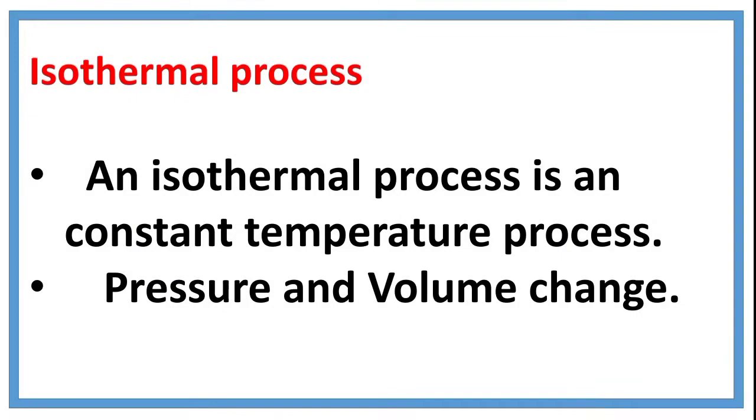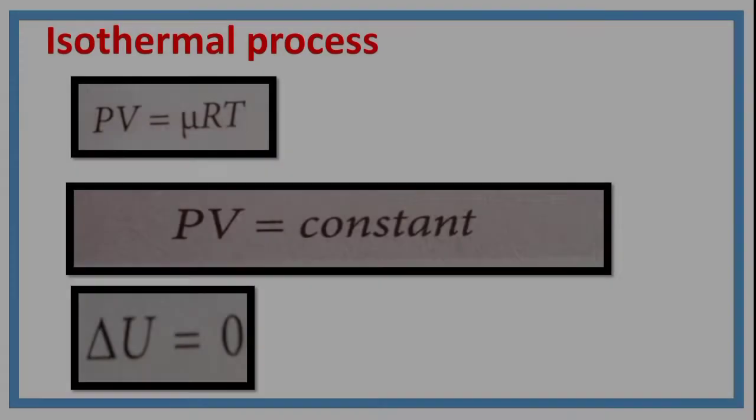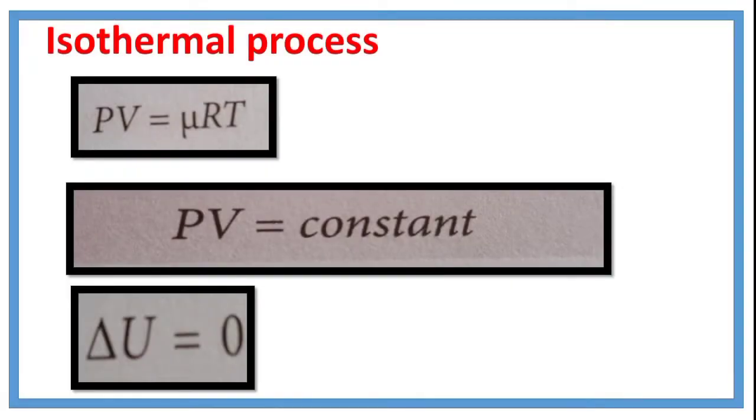In isothermal process, the temperature remains constant, but the pressure and volume of the thermodynamic system will change. We know the ideal gas equation, that is PV = μRT. We know that μ and R are constant. In isothermal process, the temperature is also constant. So PV = constant. At constant temperature, the internal energy of the system is also constant. So the change in internal energy of the system is 0.